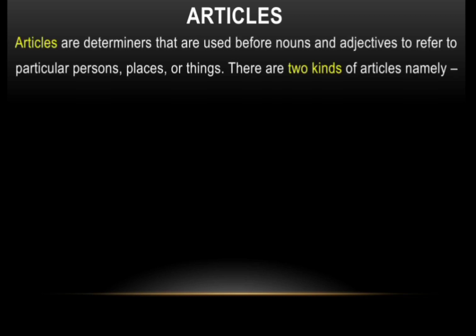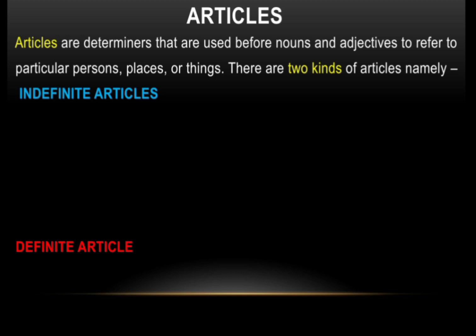articles are determiners that are used before nouns and adjectives to refer to particular persons, places, or things. There are two kinds of articles, namely the indefinite articles and the definite articles. Indefinite articles are of two types. One is a, the other one is an.